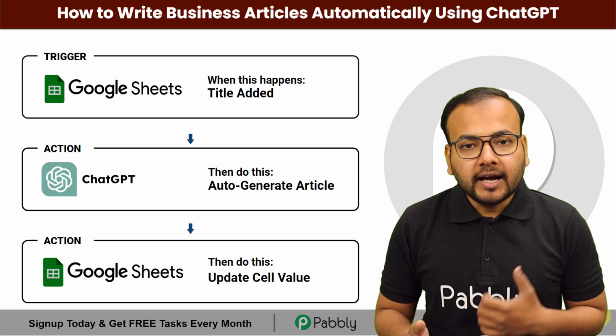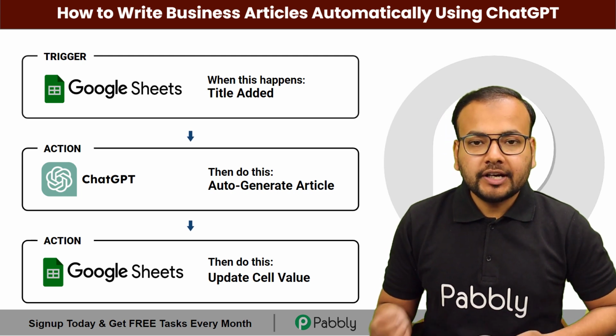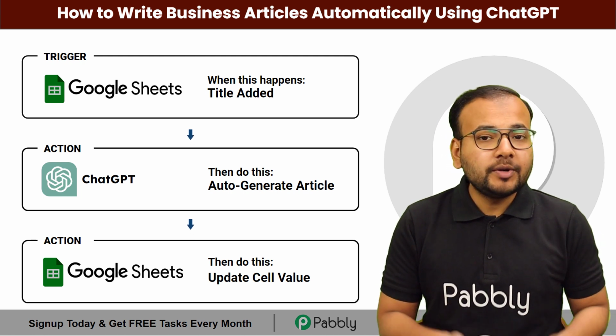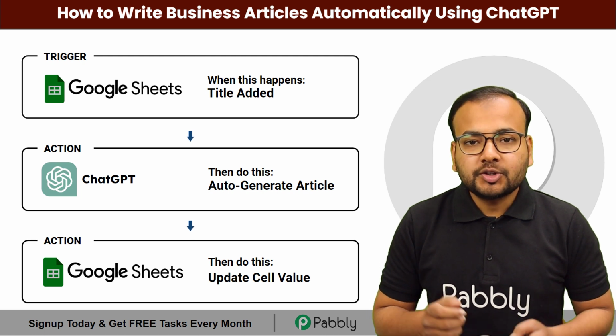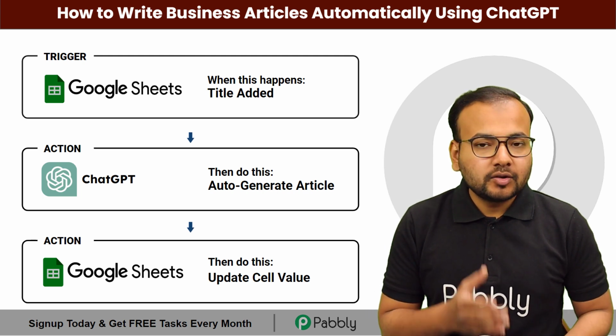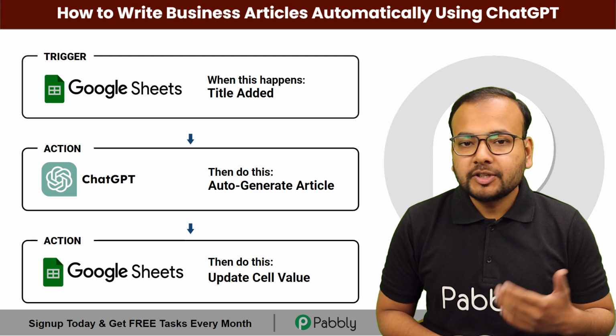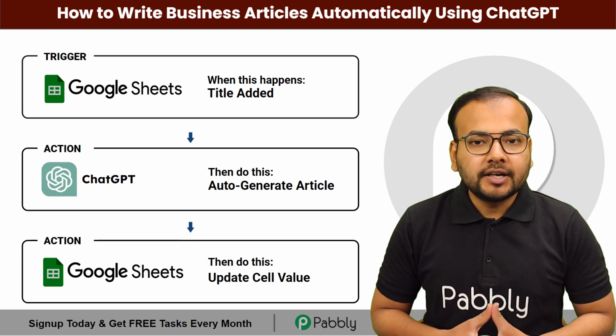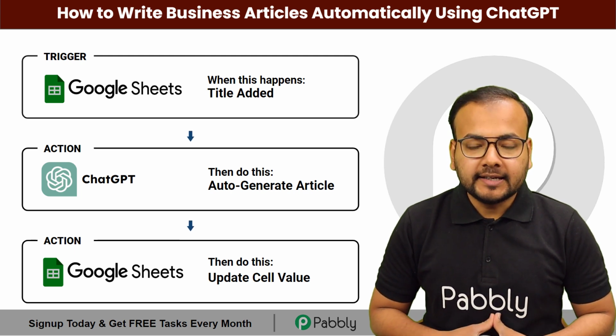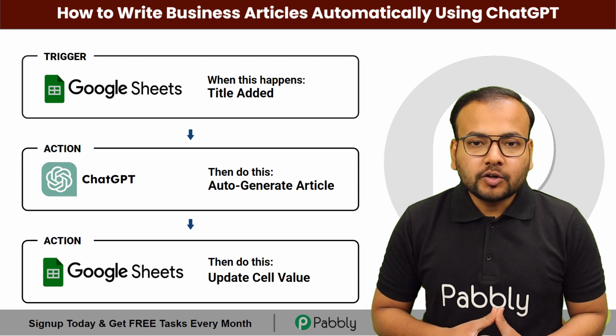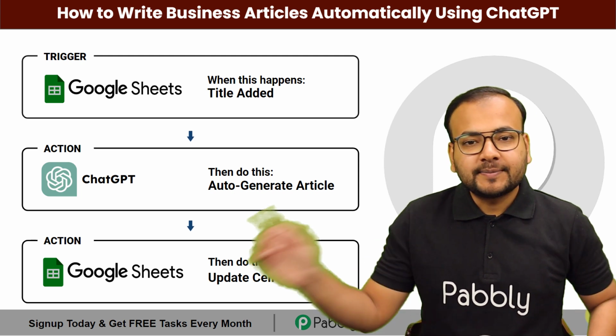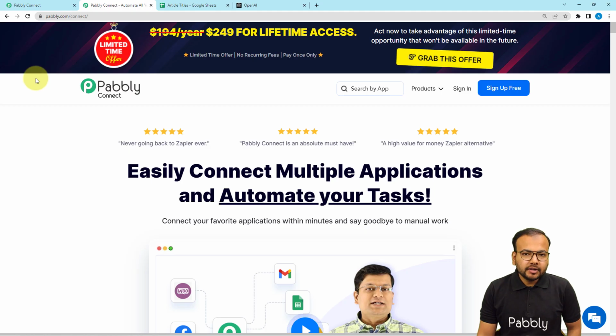So in this video, I'll show you how you can integrate ChatGPT inside your automation workflow so that you just have to add the article titles in your Google Sheets and the articles will be generated and you'll see the articles on your sheet automatically. And guys, we can set up this automation without any coding. So let's begin. To set up this automation, we are using Pabbly Connect, which is an automation and integration tool.